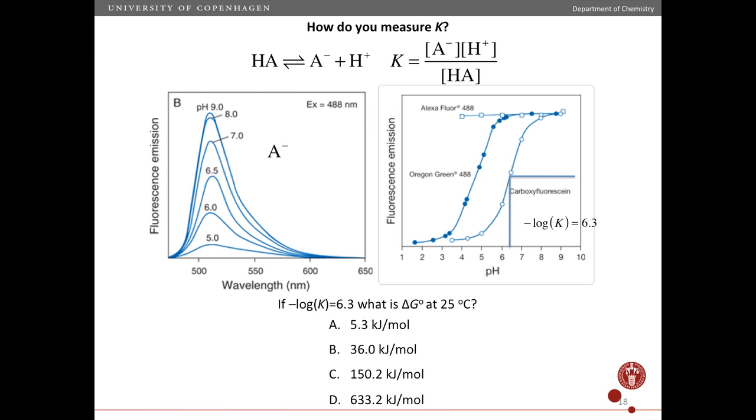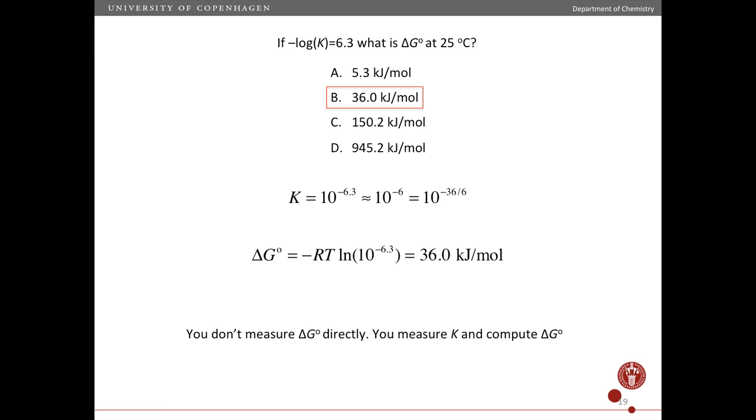So if I have minus log K equals 6.3, what is delta G standard for this reaction at 25 degrees Celsius? Press the pause button, and when you think that you have the right answer, press play. Ready? Okay, so the answer is B, 36.